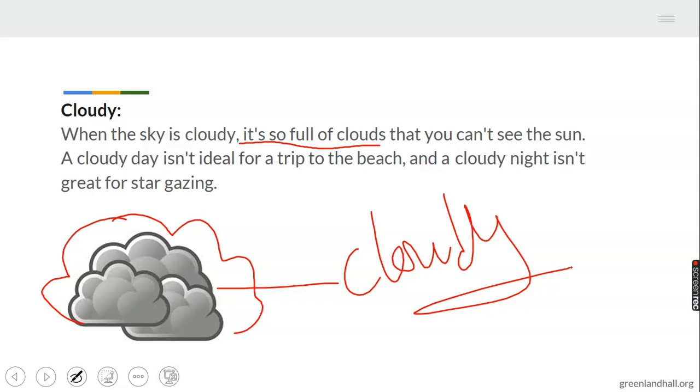So a cloudy day isn't an ideal day for a trip to the beach. Do you know why? Because it might just rain. Yeah. And a cloudy day is not a great time to start looking for what? The stars in the sky, because you can't see them. So cloudy is different from what sunny is, like the opposite. Sunny is said to be bright, cloudy is said to be full of clouds. So there are a lot of clouds that time.